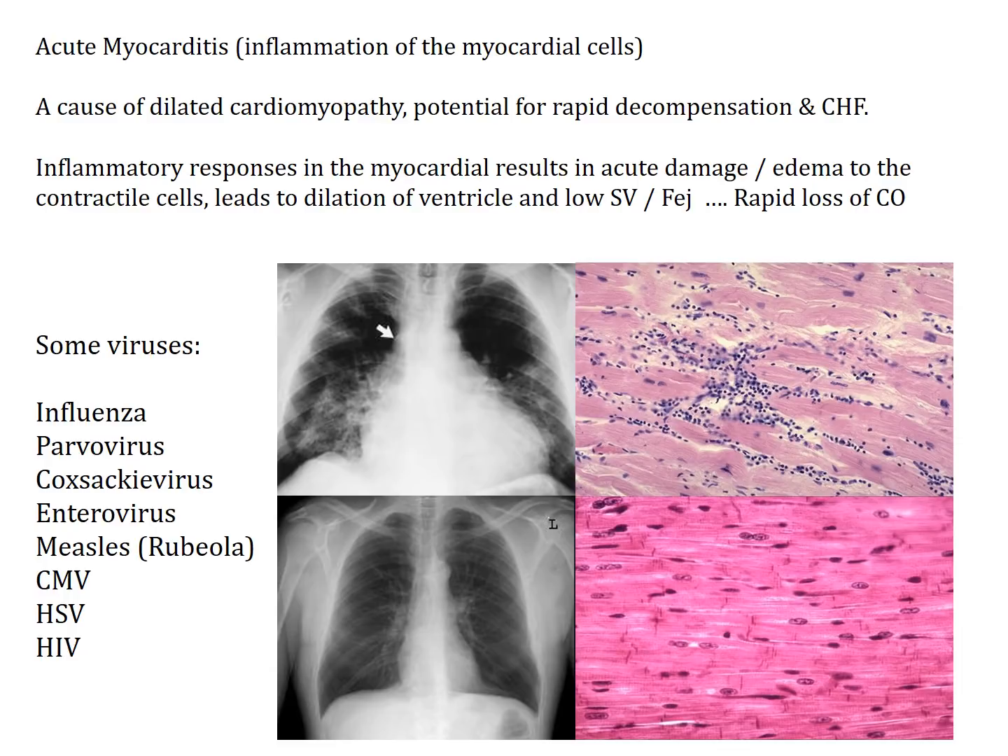So on the bottom, showing you a normal heart, no pulmonary edema, showing you normal myocardium in the histology. Upper picture showing you acute myocarditis, big dilated heart with pulmonary edema, big dilated edematous heart muscles infiltrated with white blood cells, myocarditis, inflammation of the myocardium. And this can be very quickly life-threatening.